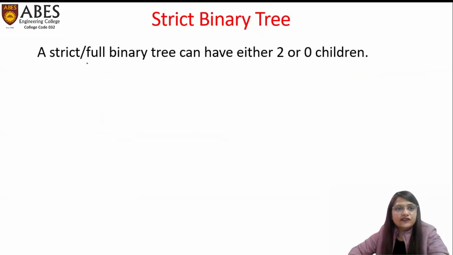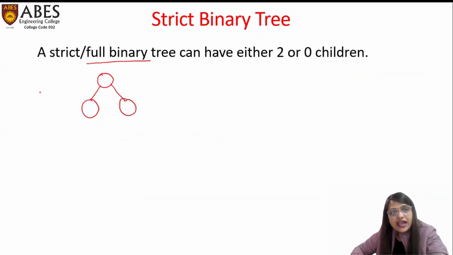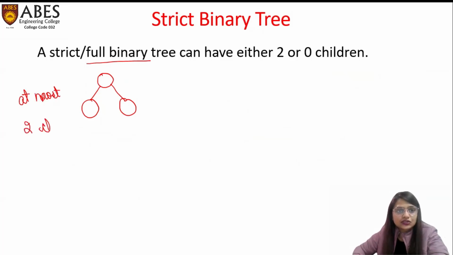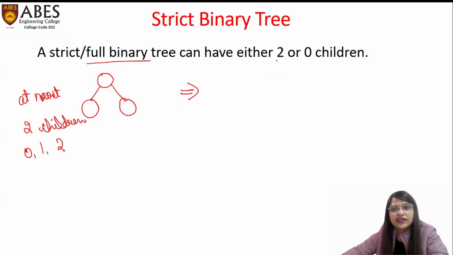Next term is what we mean by a full binary tree. In the case of a binary tree, there is a restriction that a node can have at most 2 children. It means either 0, 1 or 2. If I talk about a full binary tree, it has a restriction that a node can have either 2 or 0 children. 1 is not allowed in this case.